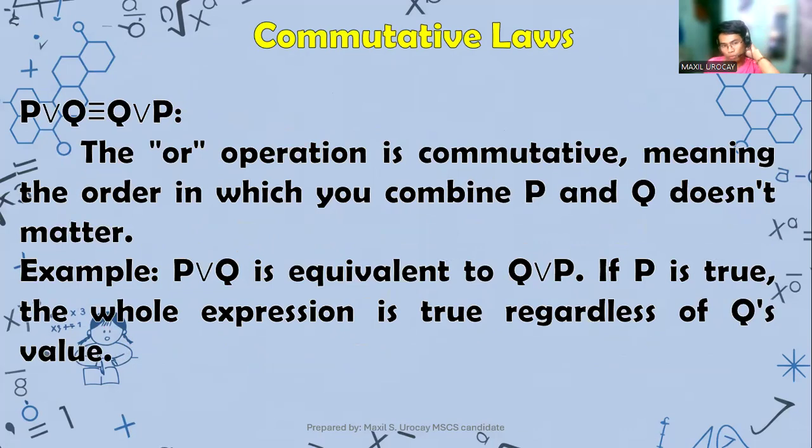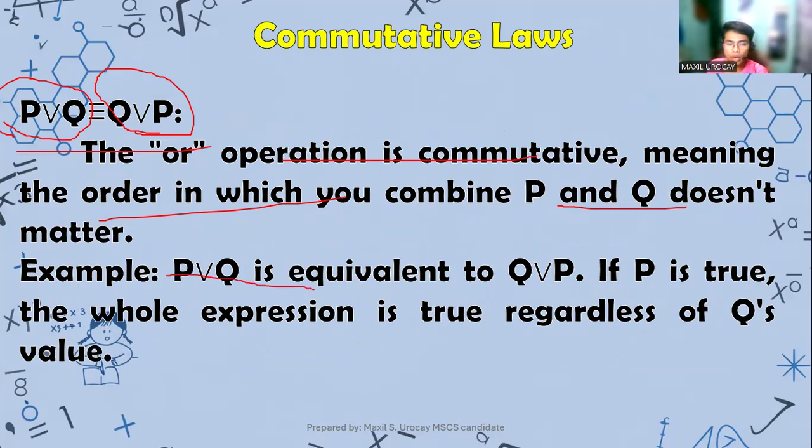For this one, we'll work on with or operation. Or operation is commutative, meaning the order in which you combine P and Q doesn't matter. Say, for example, you will calculate that first here. It must equal this one also. Let's try to prove that later. So, P or Q is equivalent to Q or P. If P is true, the whole expression is true regardless of Q's value.